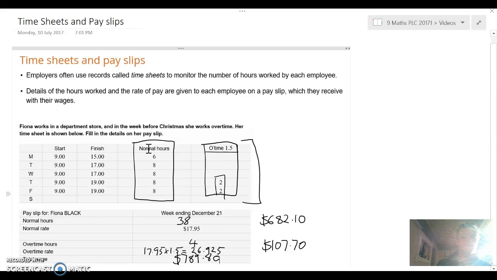It's really important that we make sure we've got accurate data in our timesheets in order to be able to correctly determine our pay slips.